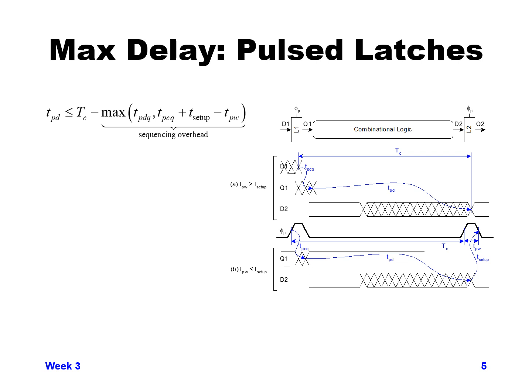So the overall sequencing overhead in this particular case is the propagation delay of clock to Q of the first latch plus the setup time of the second latch minus the pulse width that is supplied to the second latch. So depending on the case, we take either of those two answers as our sequencing overhead for pulse latch designs.